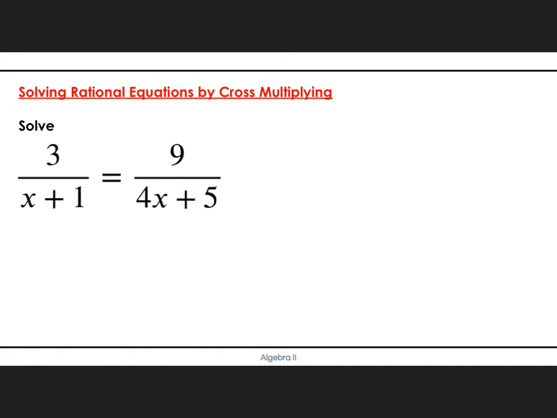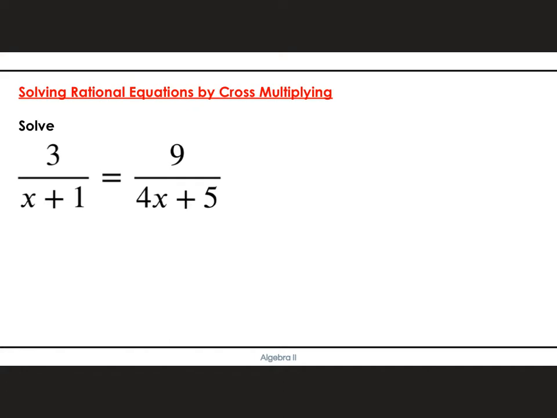Many of you love cross multiplying. You can call it cross multiplying, you can call it finding the cross product, whatever the case may be. How do you know when you're supposed to cross multiply? You will cross multiply when you have a rational expression on the left, a rational expression on the right, and an equal sign in the middle. I'll say that again. You will cross multiply when you have a rational expression on the left, a rational expression on the right, and an equal sign in the middle.